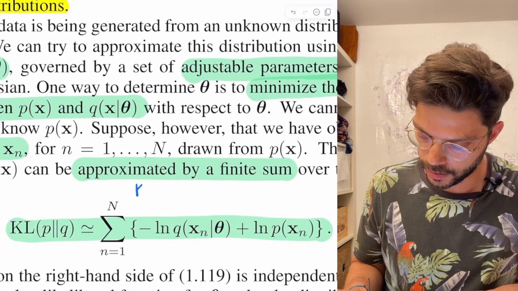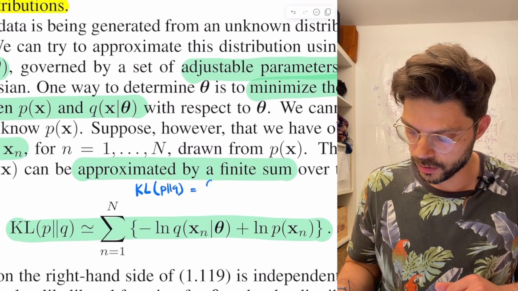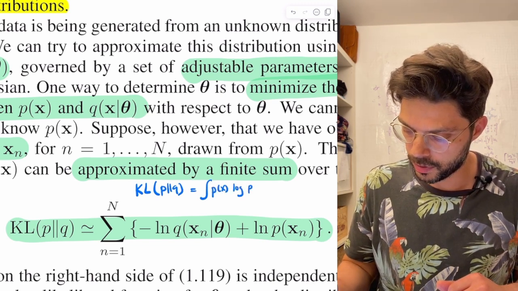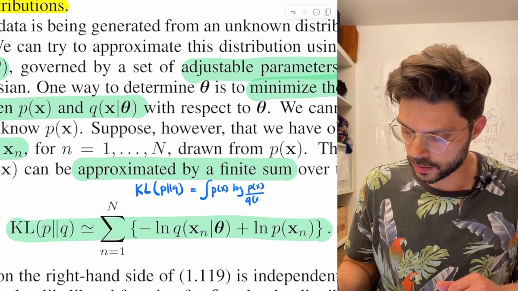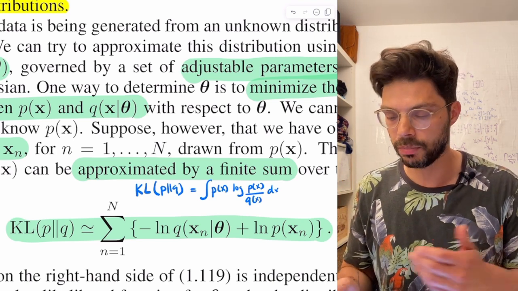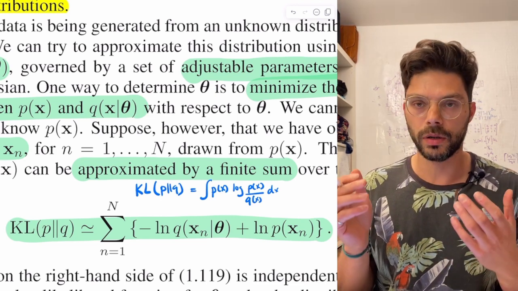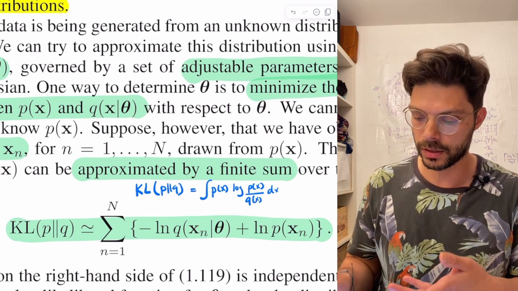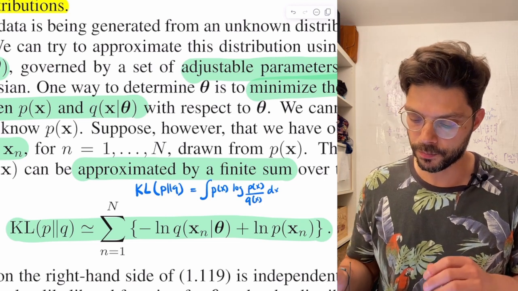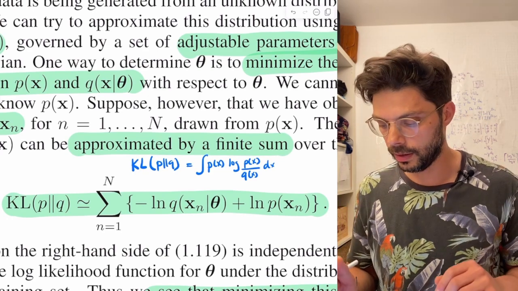So the idea is that KL of PQ is equal to this average, the integral of P of X times log P of X over Q of X dx. Now his point is that we don't have P of X, so we can't actually compute this average. So how are we going to minimize that distance? The idea is that we can approximate this average.